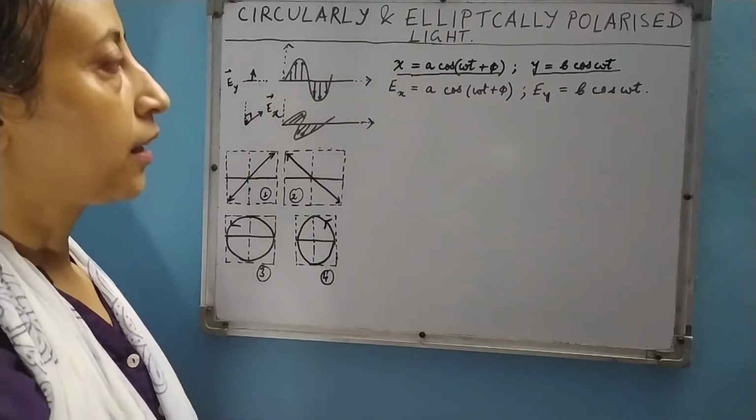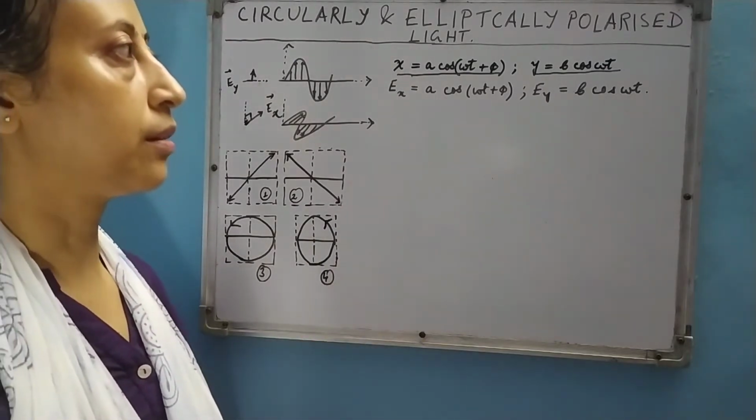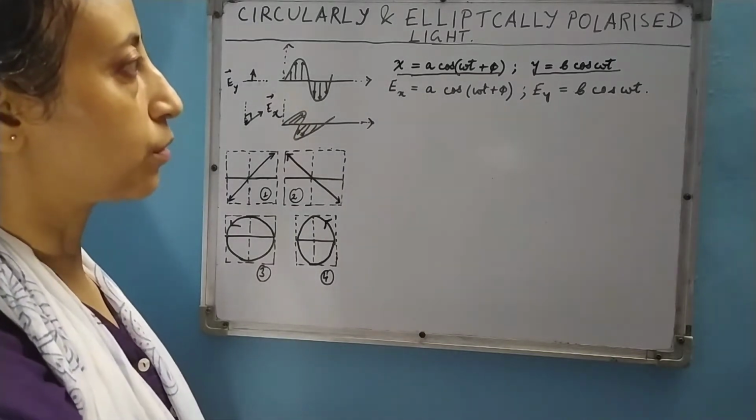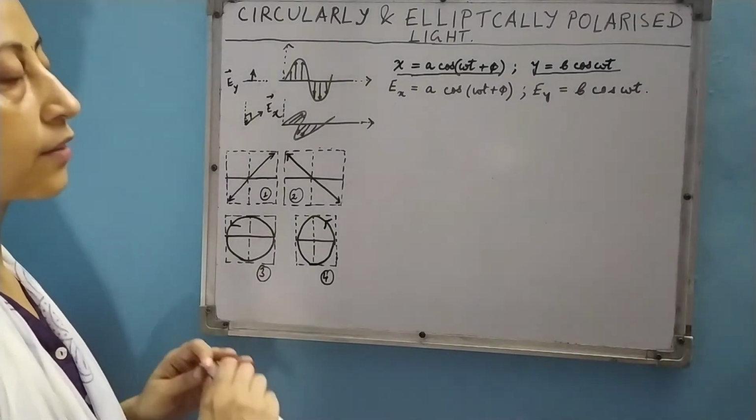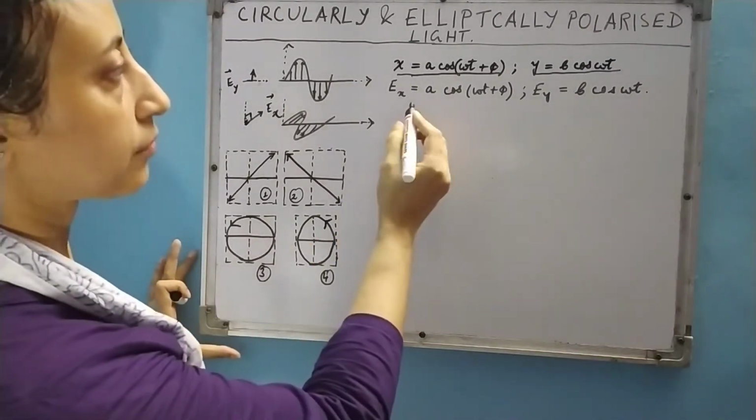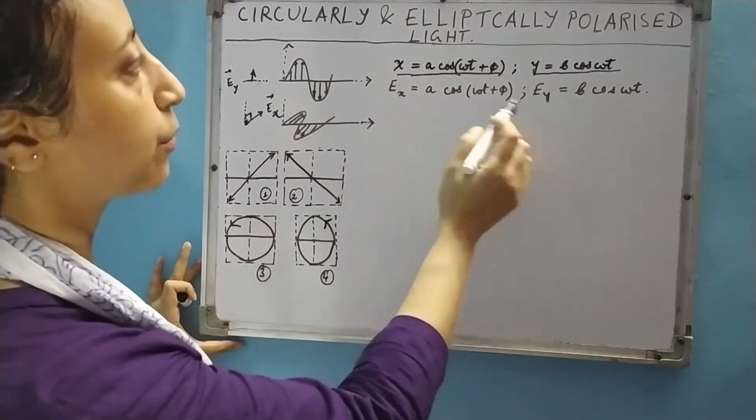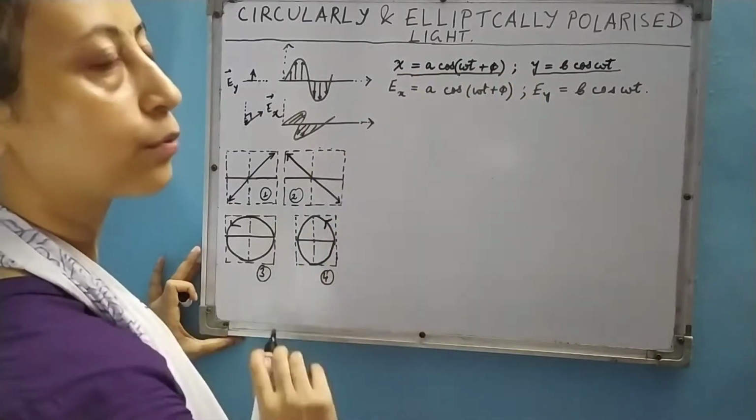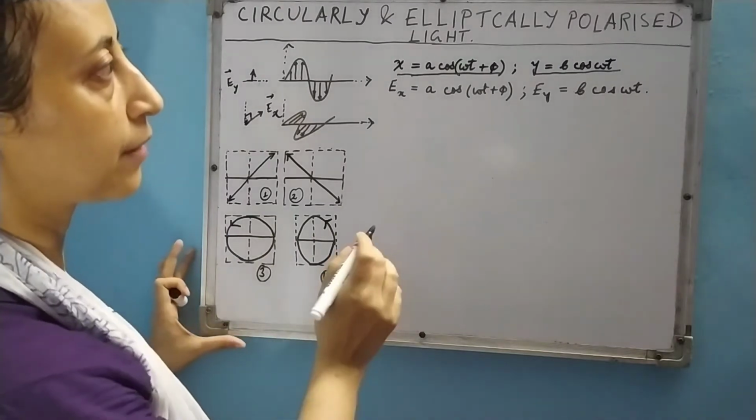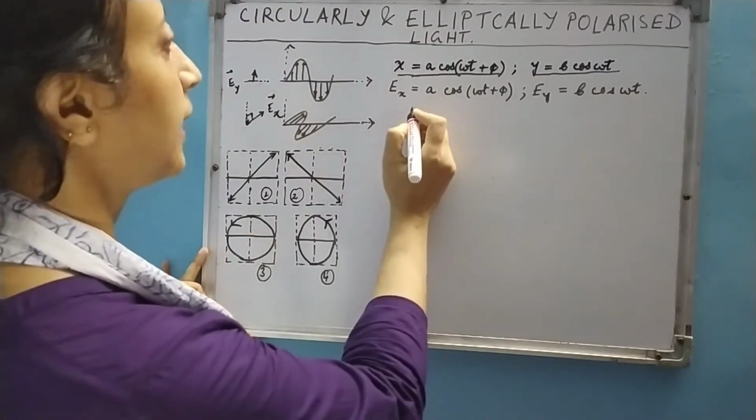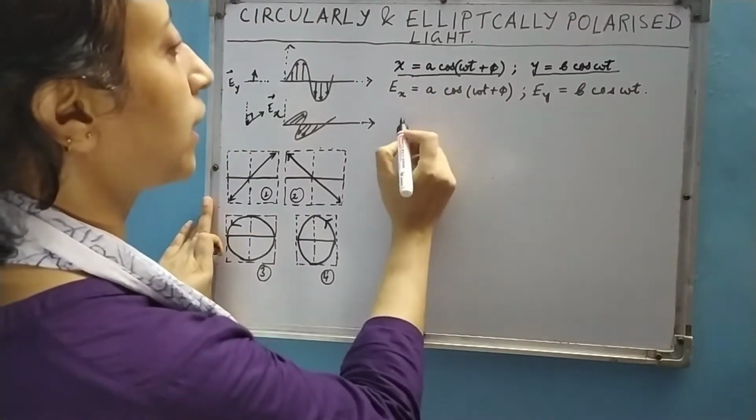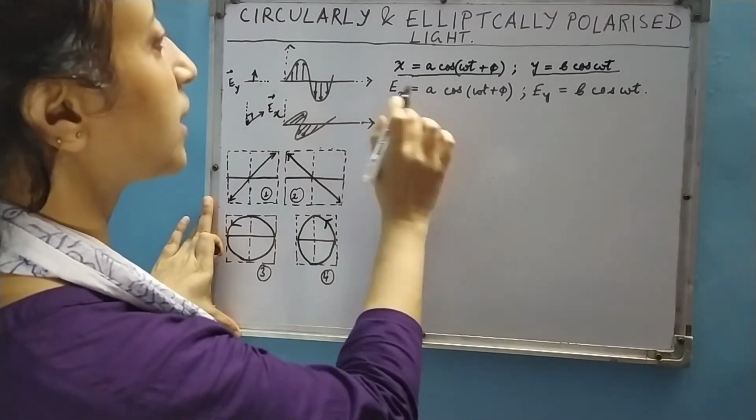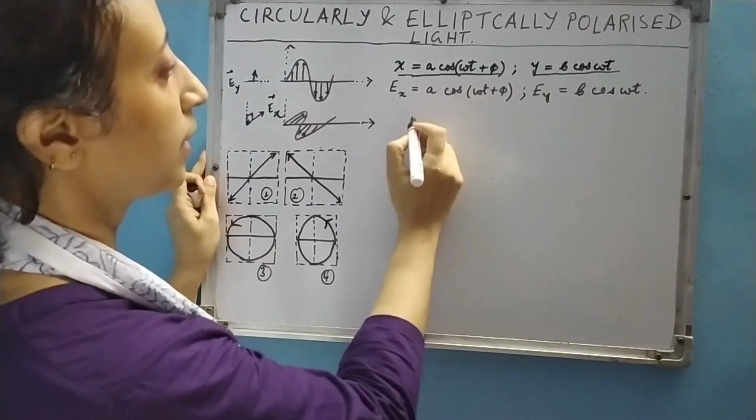So let us see what are the conditions that we will get by superposition of these two plane polarized light. Okay, so for simplicity purpose, instead of writing them as Ex, Ey, we can just write them as x and y. Okay, so we are taking this simpler form. x equals a cos of omega t plus phi, y equals b cos of omega t. Now, just from these equations, we can derive one common equation for both of them.